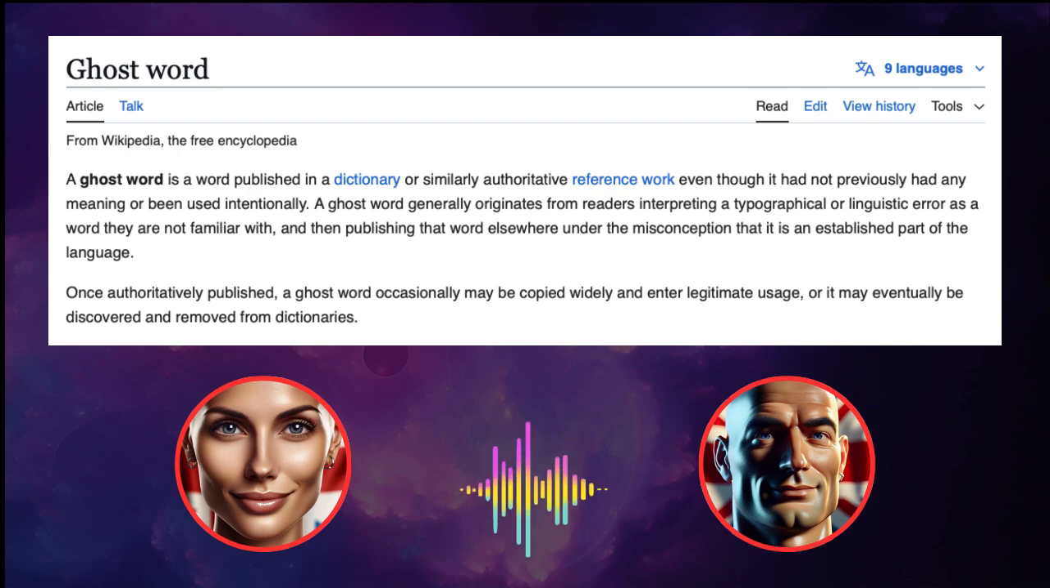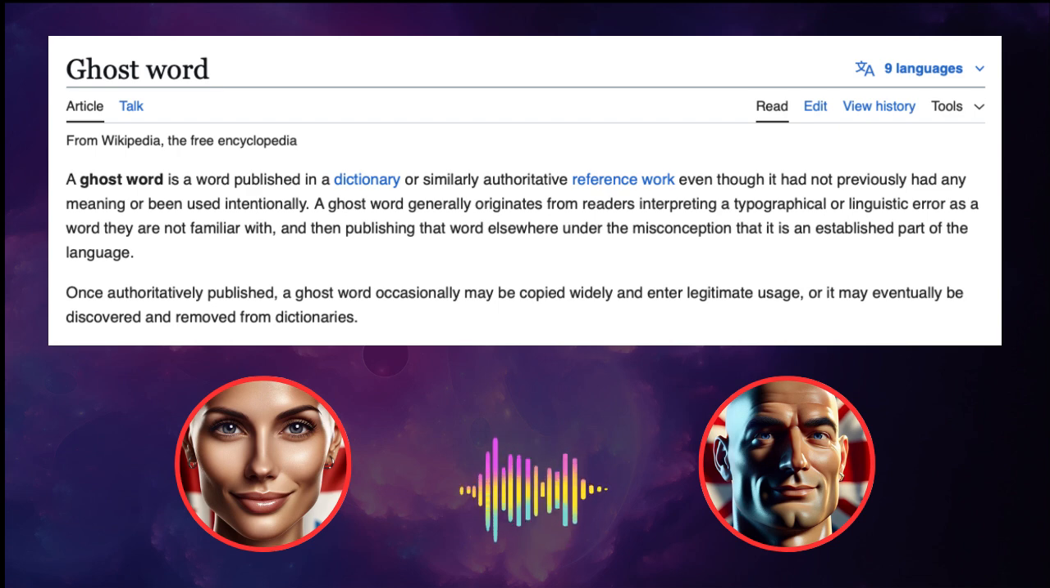Absolutely. Ghost words provide this fascinating glimpse into the history of language, really. They show how meaning is created, how it morphs over time, and how interconnected it all is with human error and ingenuity. And let's be honest, haven't we all had those moments where we're absolutely sure a word is made up, only to find out it's a real thing? Or the opposite, where we use a word confidently only to have someone look at us like we just sprouted a second head? More often than I'd like to admit.